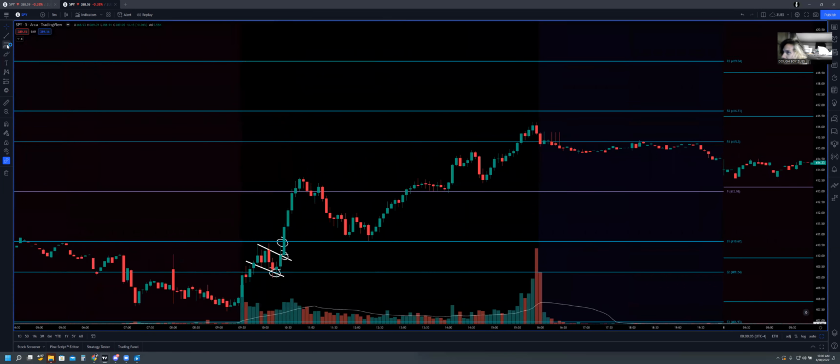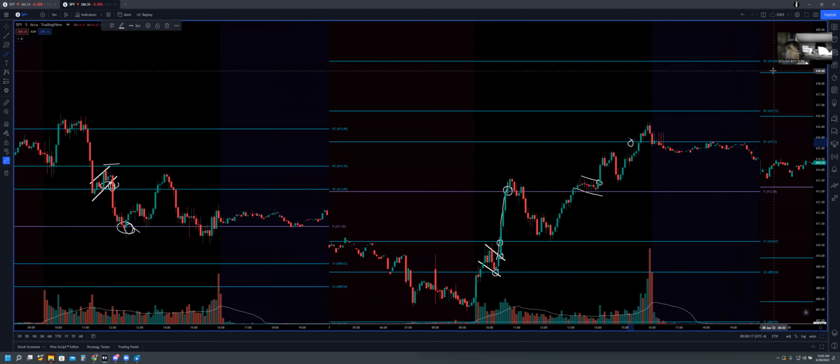And you see, you can just ride it up to the next pivot point, which was this purple line. Nice rep. Here we got the flag. Enter here. Take profit at the blue line. But yeah, I know this is all repetitive.